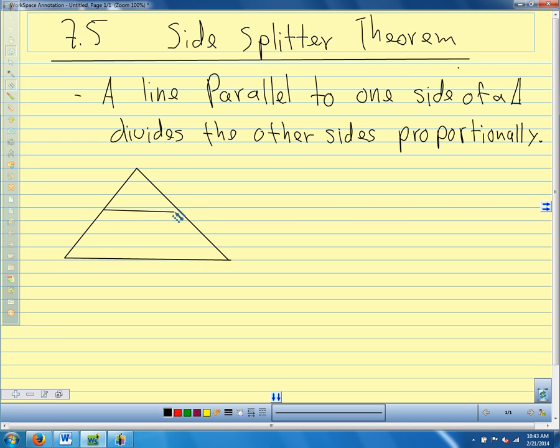So here's our triangle. One side is parallel to the other side. Remember that arrows tell us when things are parallel. I'm going to call this A, B, C, D, these lengths. The length of that whole side is X, and the length of that whole side is Y. So what this says is this line divides the other two sides proportionally. So we end up with a whole lot of proportions.